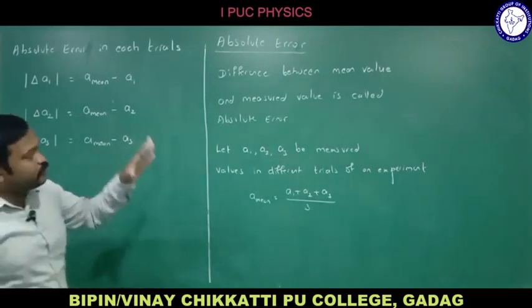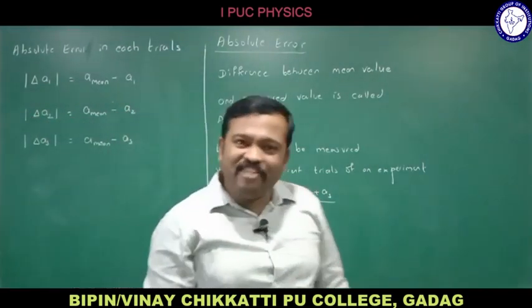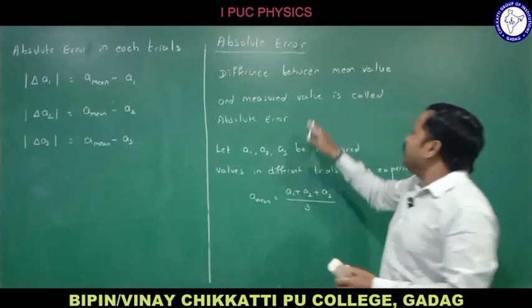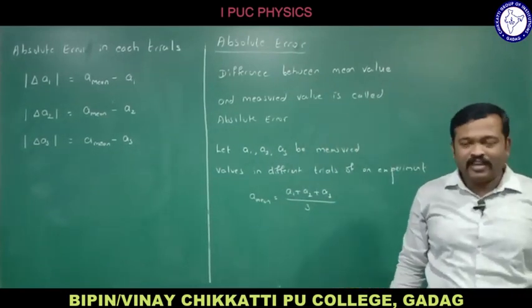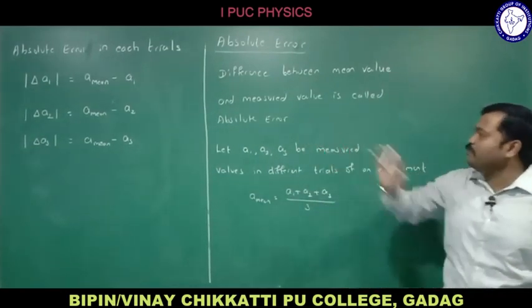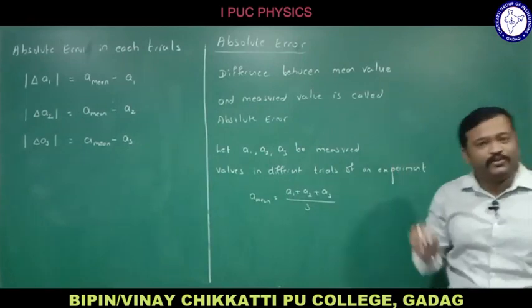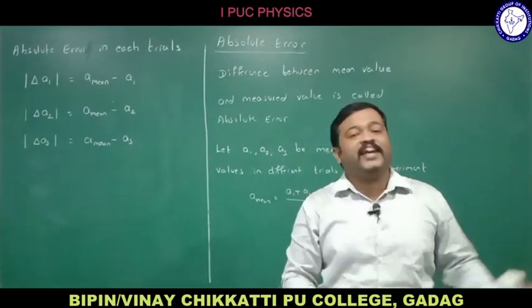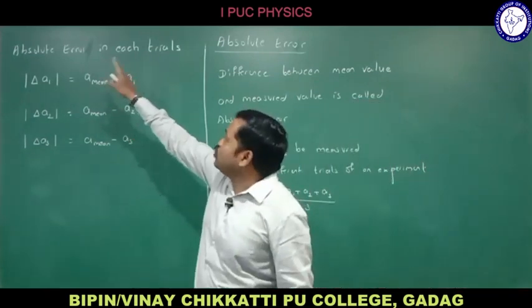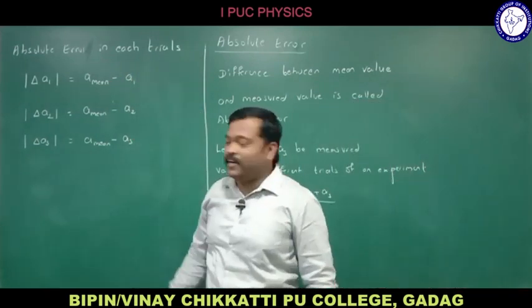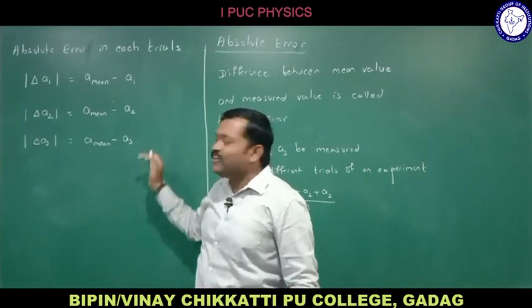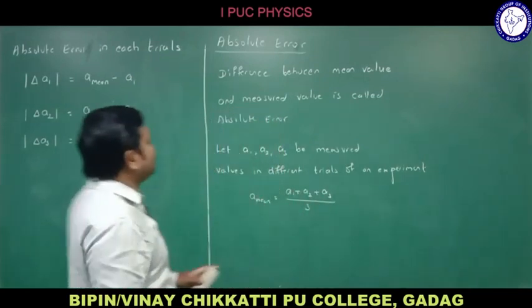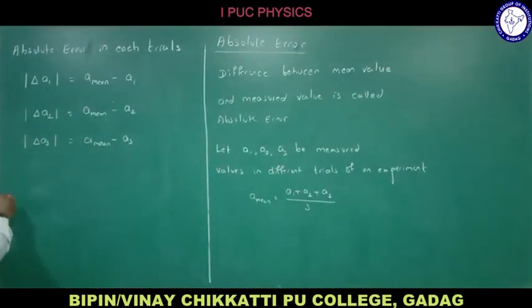Do you understand what absolute error is? It is the difference between the mean value and the measured value. If I take the difference between the mean value and measured value, that gives the absolute error. However many trials you take, that many absolute errors we get. That is why I have written absolute error in each trial. In each trial, we got 3 absolute errors. This is what you need to understand.